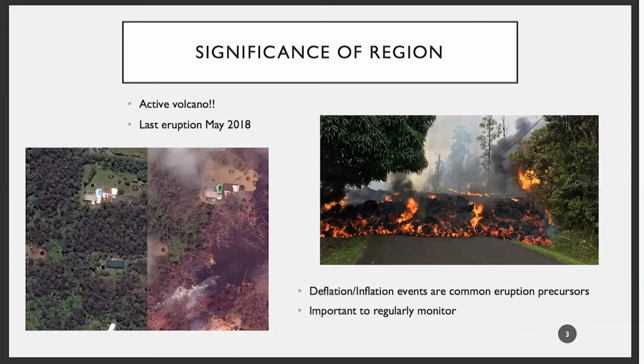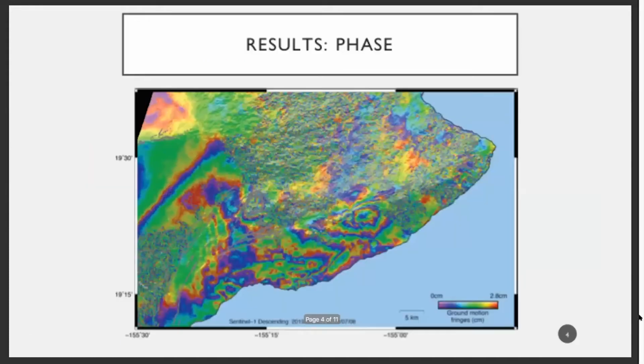Okay, so why am I looking at this region? Well, it's still an active volcano. The last eruption was in May 2018, and these are images from that eruption that happened last May. Deflation and inflation events are common eruption precursors, and InSAR can capture that motion. And so it's important to regularly monitor the volcano.